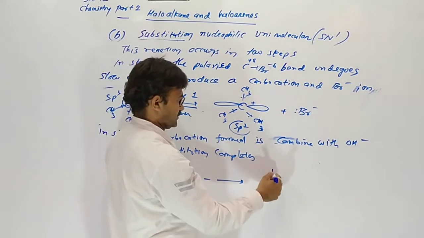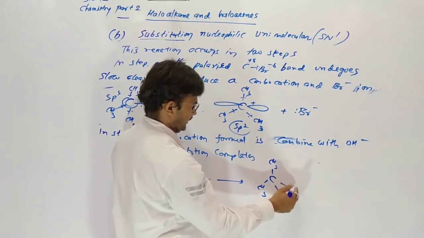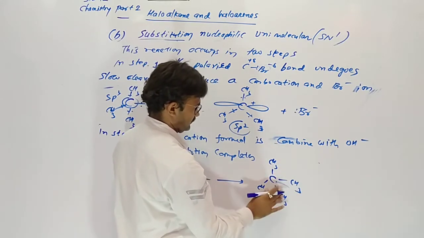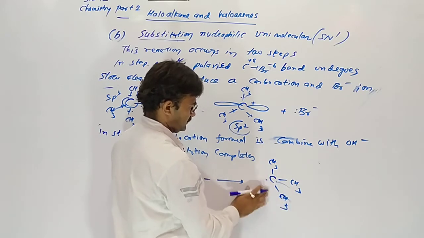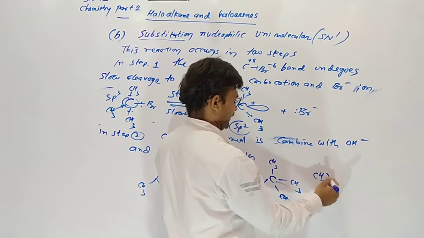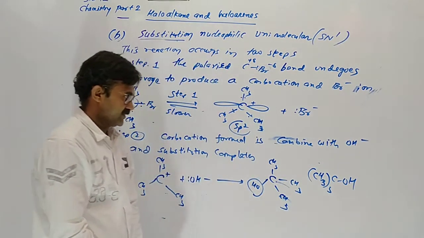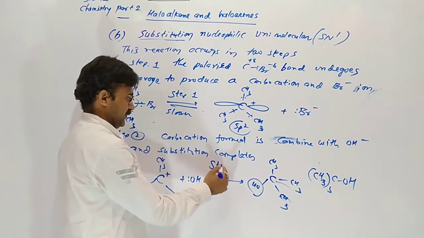Understood? So it gives CH3OH. Yes. So, tertiary butyl alcohol occurs. The second step is the fast one.